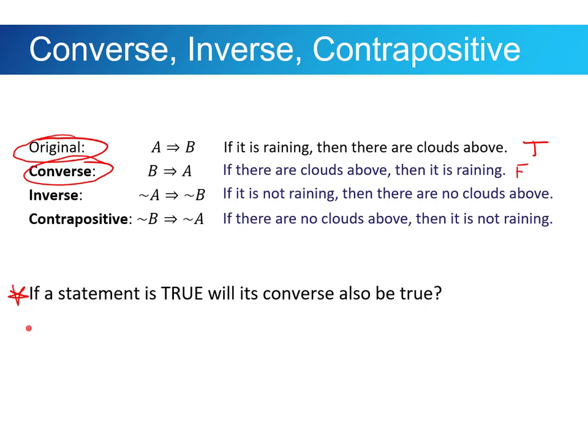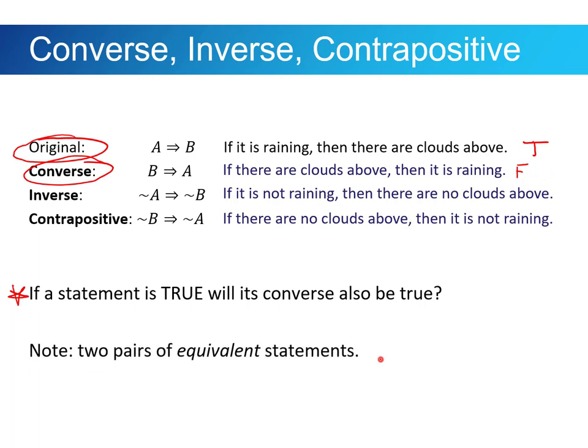So considering our question, if a statement is true, will its converse also be true? That's not always the case. It's certainly possible that a statement can be true and its converse can be not true. I sometimes think when people get into arguments, they run into a bit of a logical fallacy of mixing up statements and their converses.